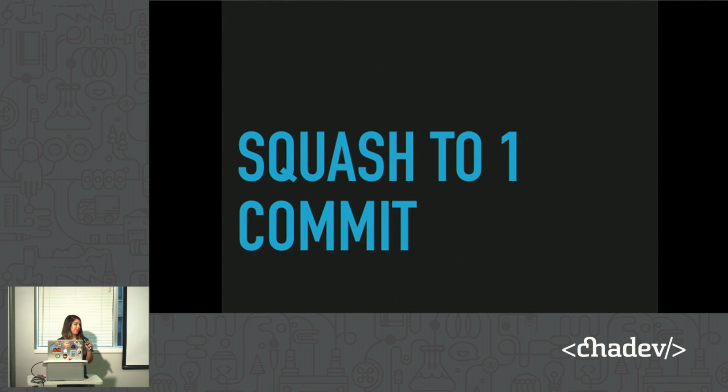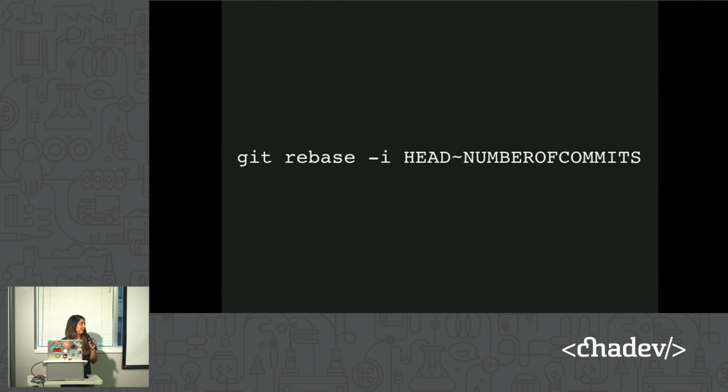And then at this point, you'll squash down to one commit. So all of the commits you've made will end up in one commit at the end. You do this with an interactive rebase. So to break down a little bit of what Zach did, here's how you do that. You do git rebase -i, HEAD~, and then the number of commits you want to squash.